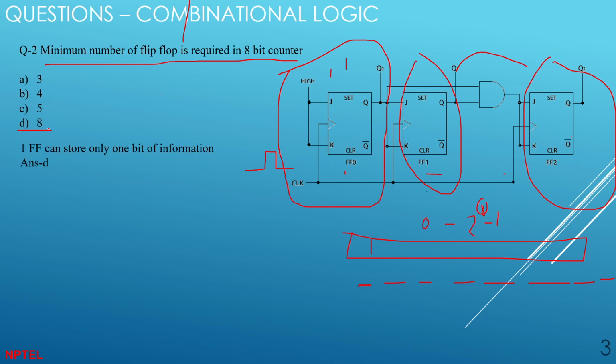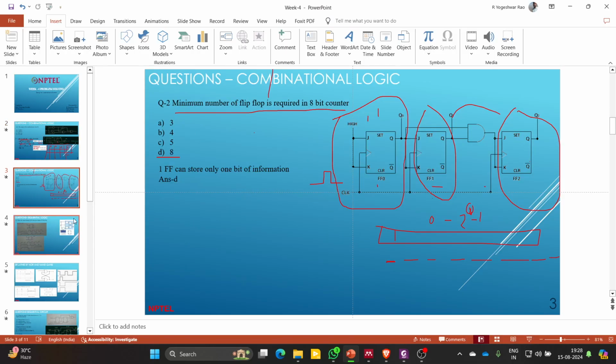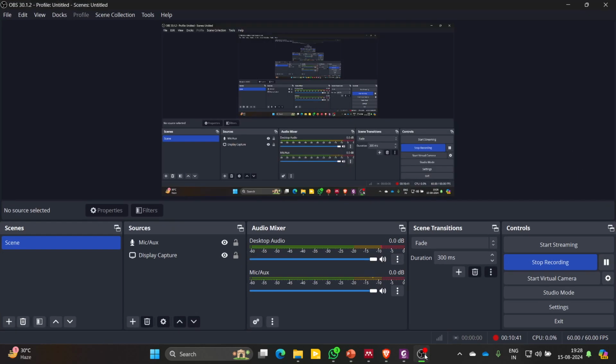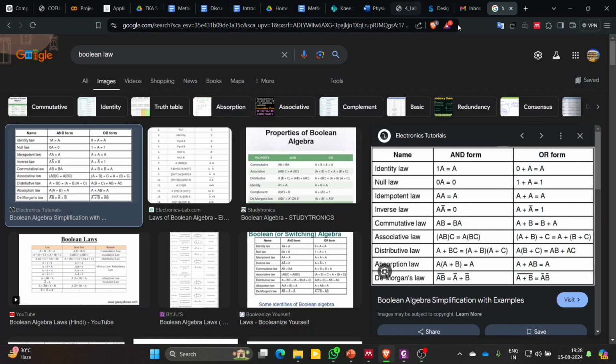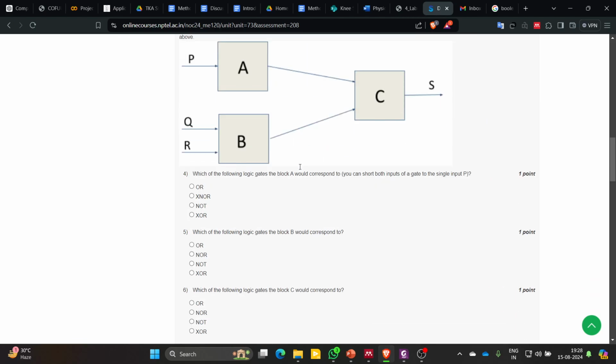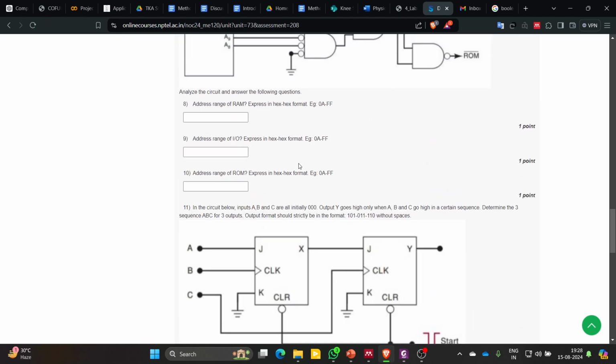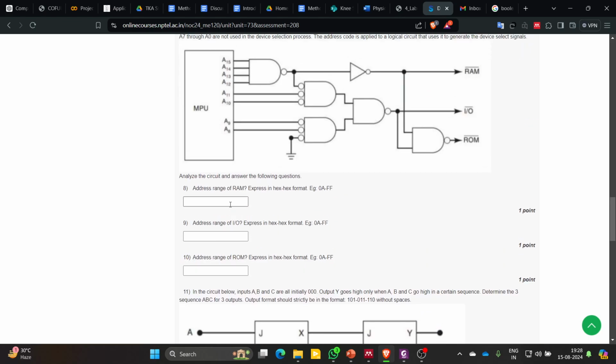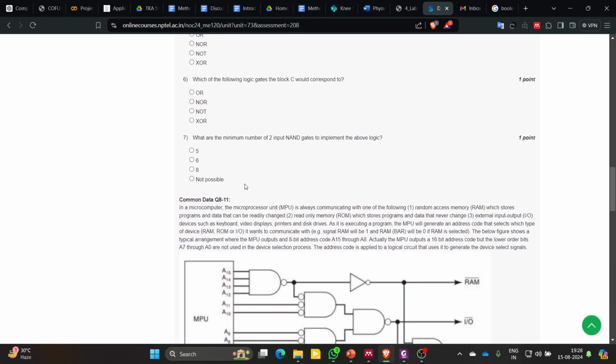Simple question. Okay, so if you go to the assignment, there are some questions related to this also. Like how many flip flops, how many address lines, how many data lines. There's one question related to that, and I will discuss it. I think last year there were assignments on flip flops also.